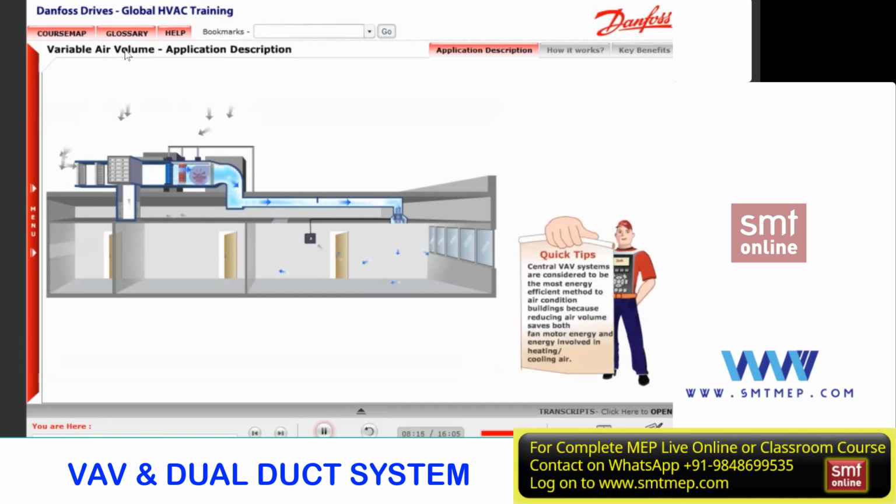Central VAV systems are considered to be the most energy-efficient method to air-condition buildings, because reducing air volume saves both fan motor energy and energy involved in heating or cooling air.